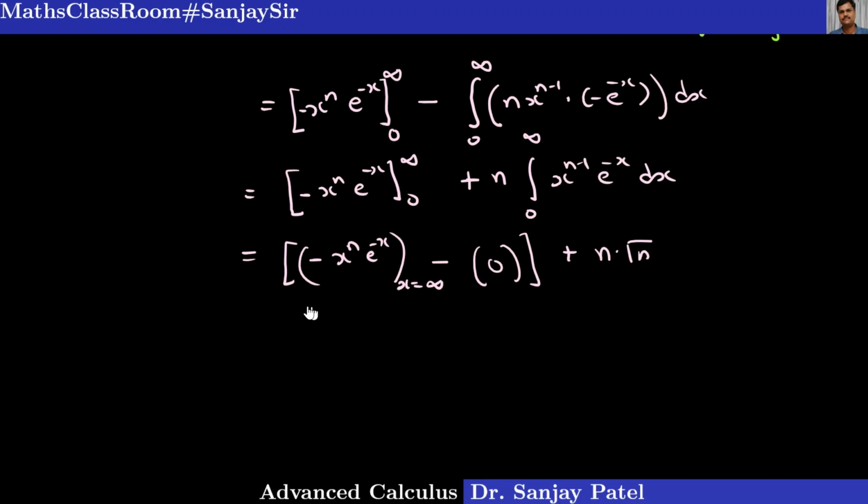So finally I get this result. What I need to find is only the value of x raised to n into e raised to minus x at x equal to infinity, where infinity is not a real number. Let me call this result number 1.